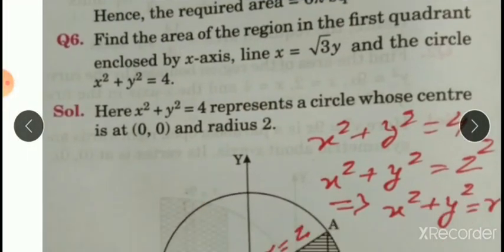Now see question number 6. Find the area of the region in the first quadrant enclosed by the x-axis, the line x equal to root 3y and the circle x square plus y square is equal to 4. See our required graph first.